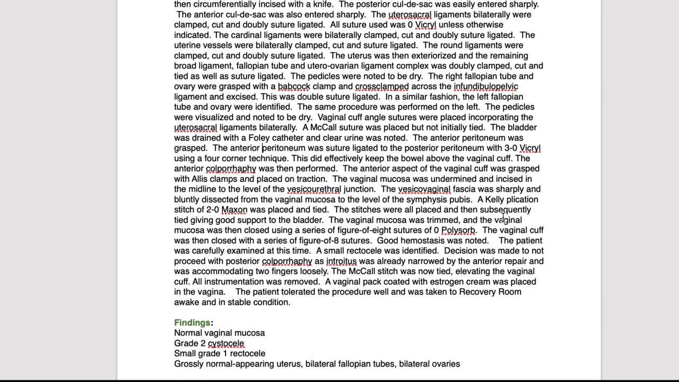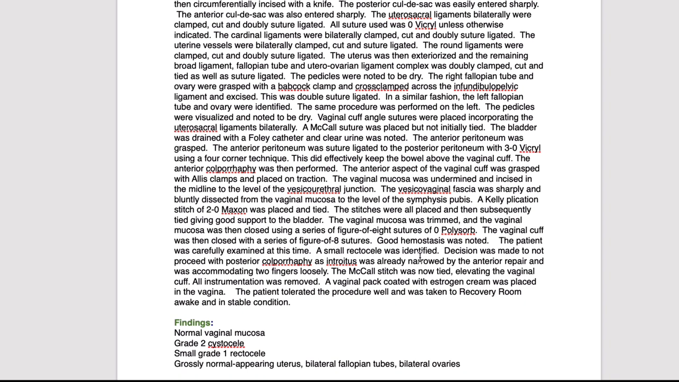So closing the vaginal cuff, meaning the uterus and the cervix is gone, because now the vaginal cuff, we're closing the vagina up. So there's nothing at the end of this, of her vagina. There's nothing there. It's closed. And good hemostasis was noted.